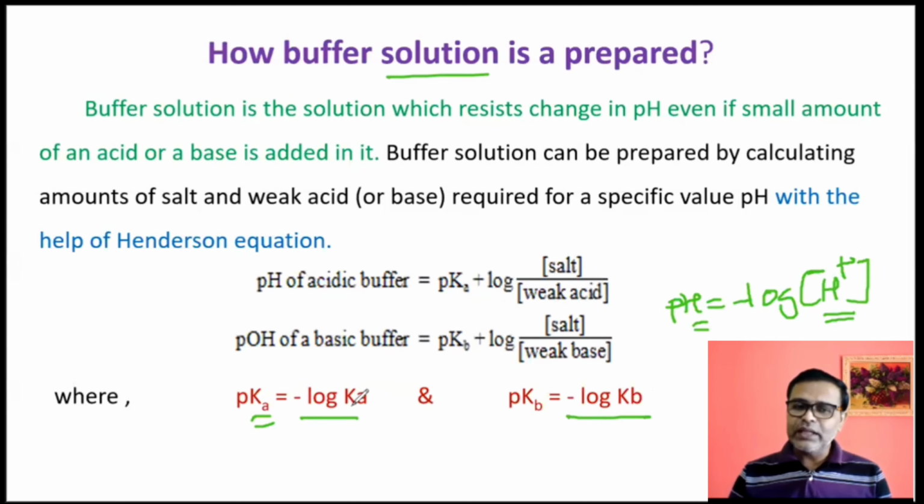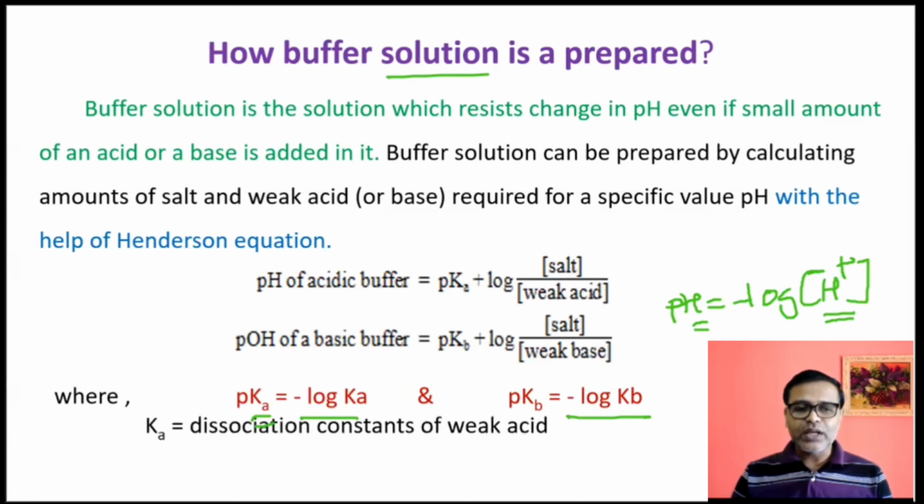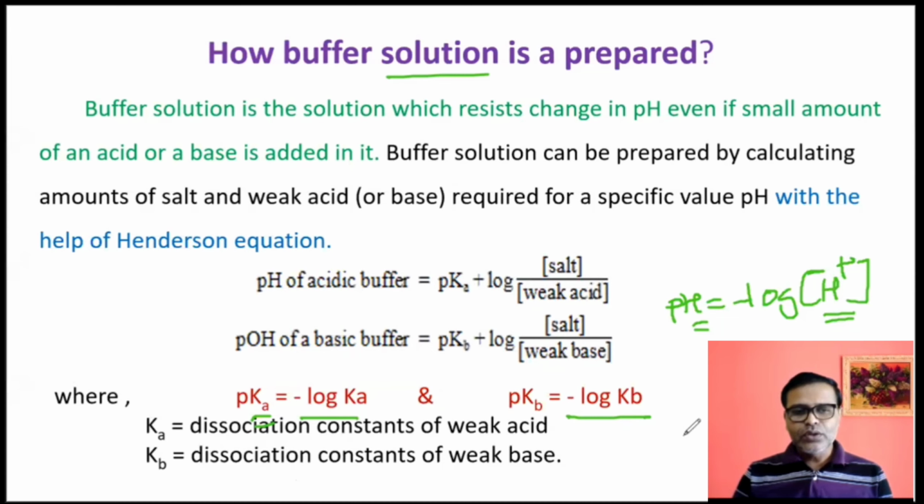So what is meant by Ka and Kb? These are dissociation constants, or reaction constants, that can be calculated by using the law of mass action. Ka stands for the dissociation constant of an acid, and Kb stands for the dissociation constant of a base, weak acid and weak base respectively. To calculate them, it is the concentration of product upon concentration of reactant, by applying the law of mass action.